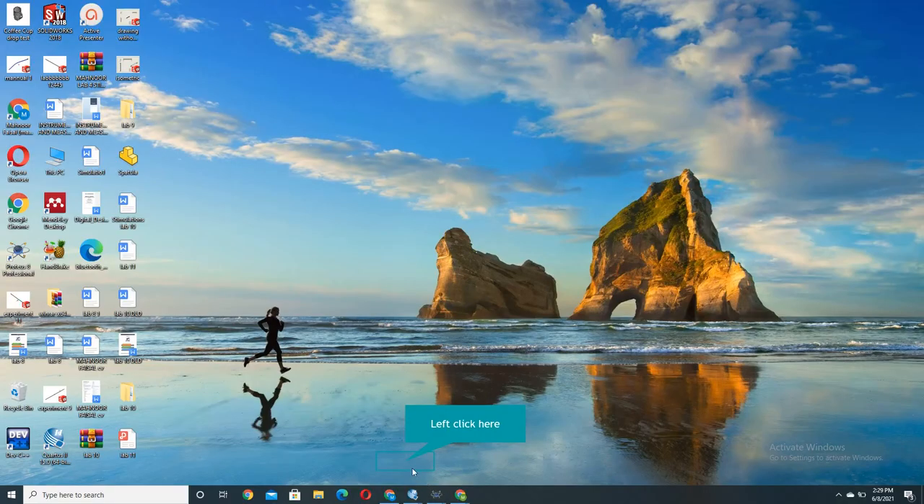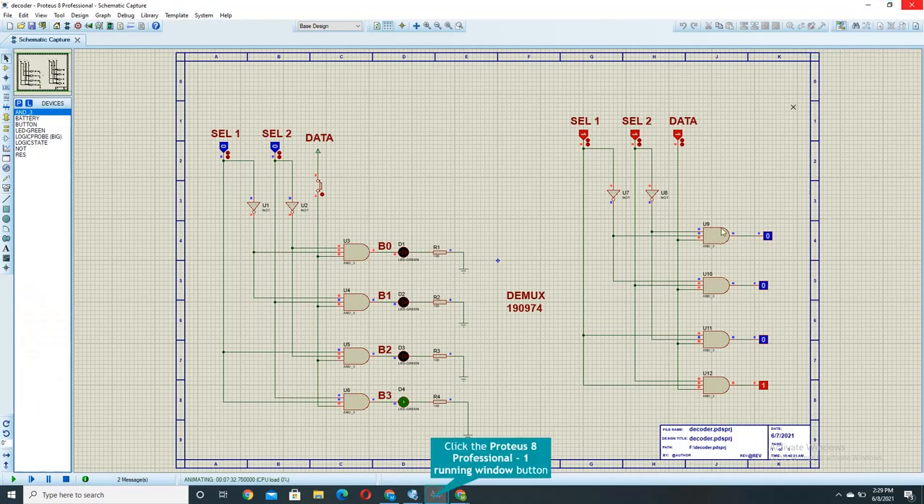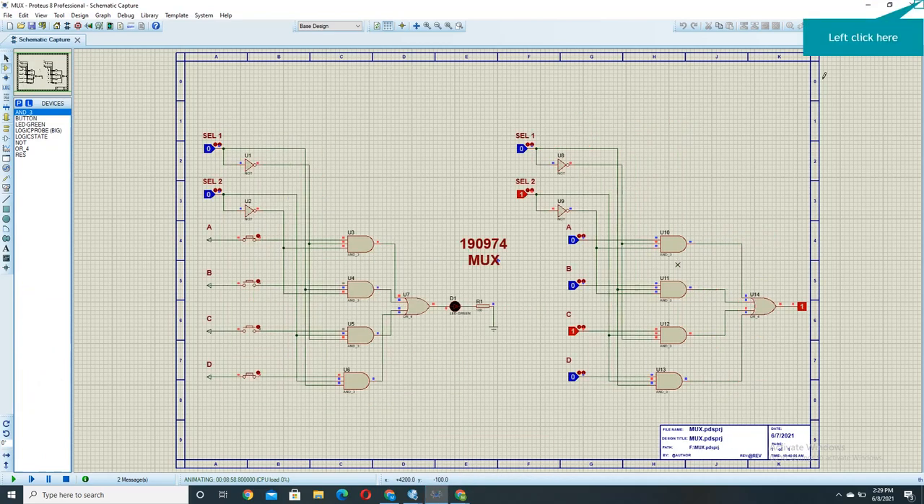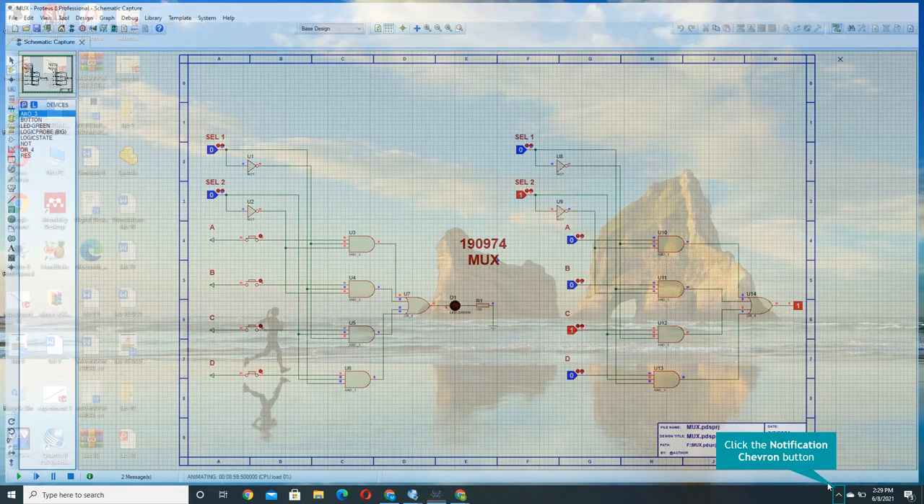So that's it for decoders, encoders, multiplexers, and demultiplexers.